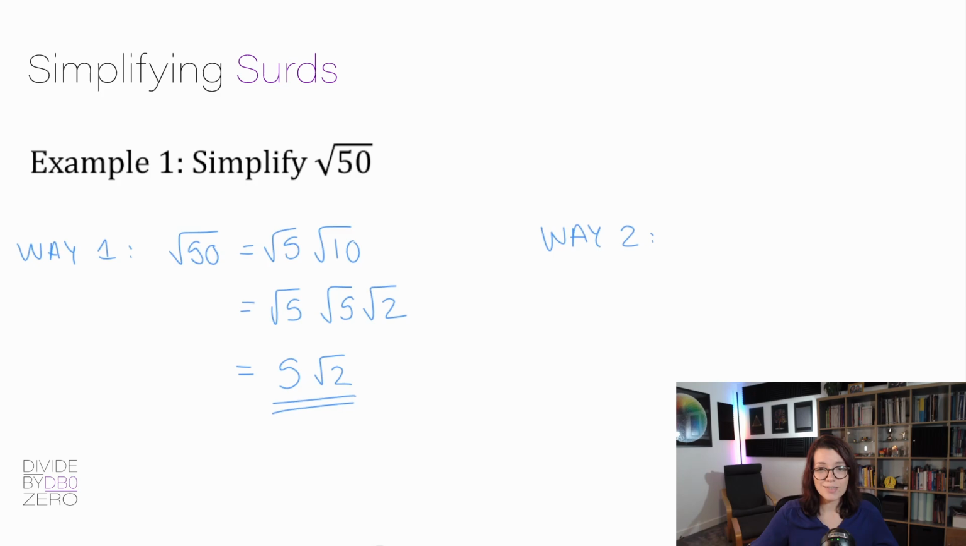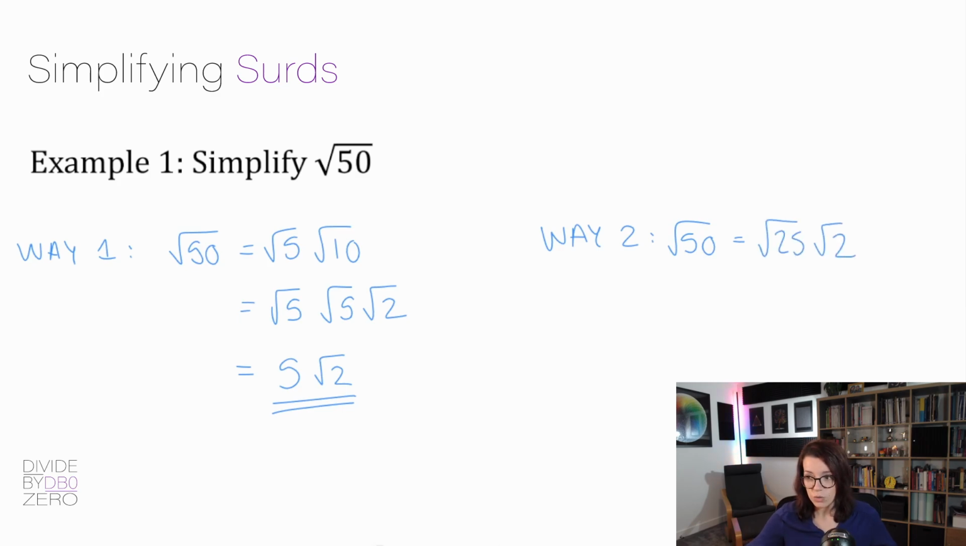The second way is the way I prefer because it involves a shortcut. What you do is you take your root 50 and straight away you try to think of 2 numbers that multiply to make 50, one of which is a square number. So root 50 can be split down into root 25 times root 2.